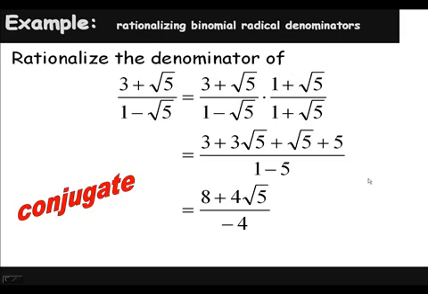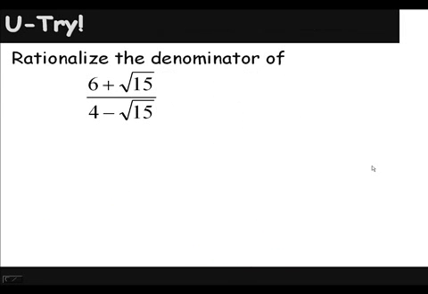8 plus 4 root 5 over negative 4. Divide everything in the top by negative 4. The result is negative 2 minus root 5. Now you try. Remember, this is the problem we said you'd be able to do at the start of the lesson. We said you'd be able to do it when you got to the end. Let's go ahead and pause the video and give that a try.